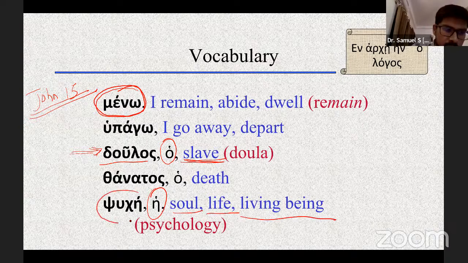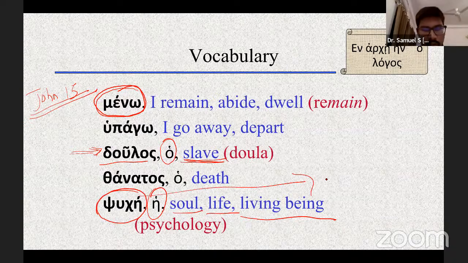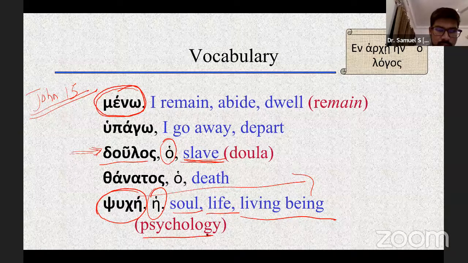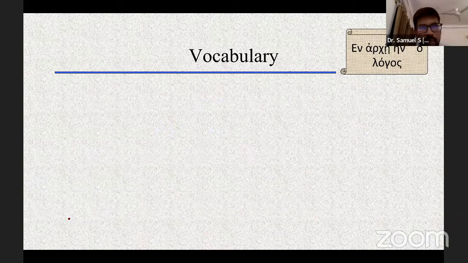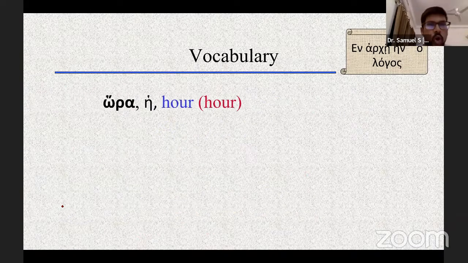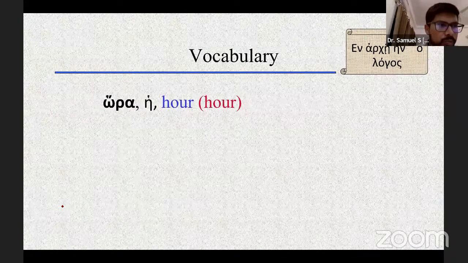And we've been studying Philippians 2 these days. And we saw in Philippians 1 and 2, many times this mentioned, be of one soul, psyche, soul, life. The English word psychology is derived from it. Last few verbs. Hora, hour.